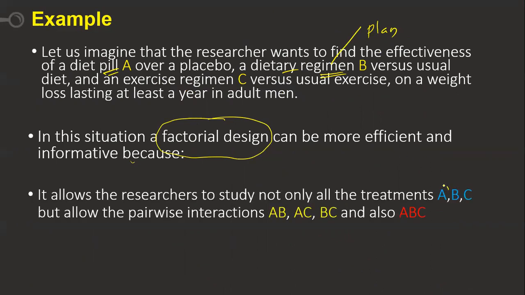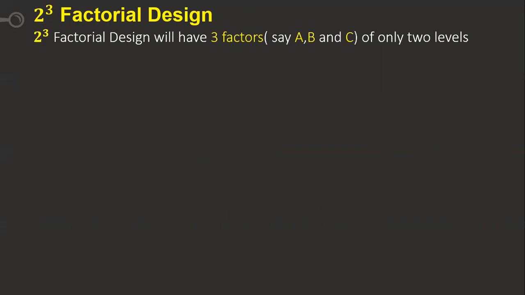We are going to study the effect of A, effect of B, effect of C. These are all the factors, and these are all the interactions between the factors, and this is the combined interaction between all the 3. This is what we are going to study. We'll quickly move on to what is called 2-cube factorial design here. So 2-cube factorial design will have 3 factors, for example, A, B, C. So these are all 3 factors.